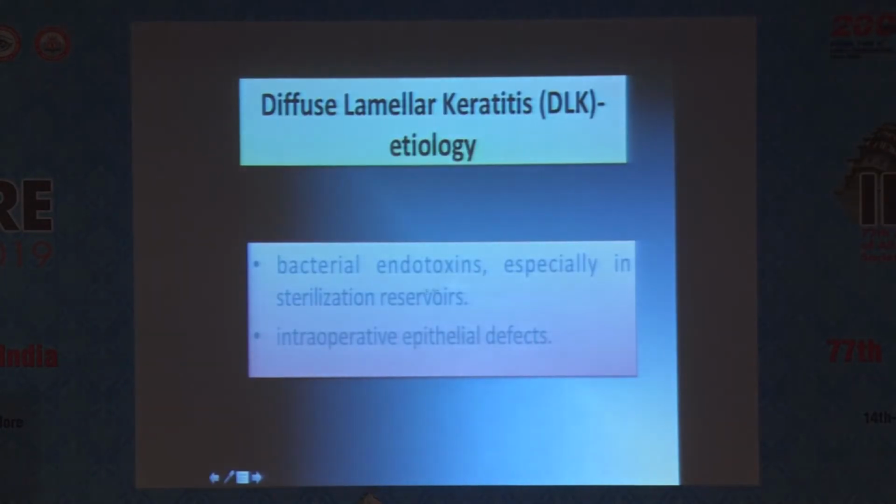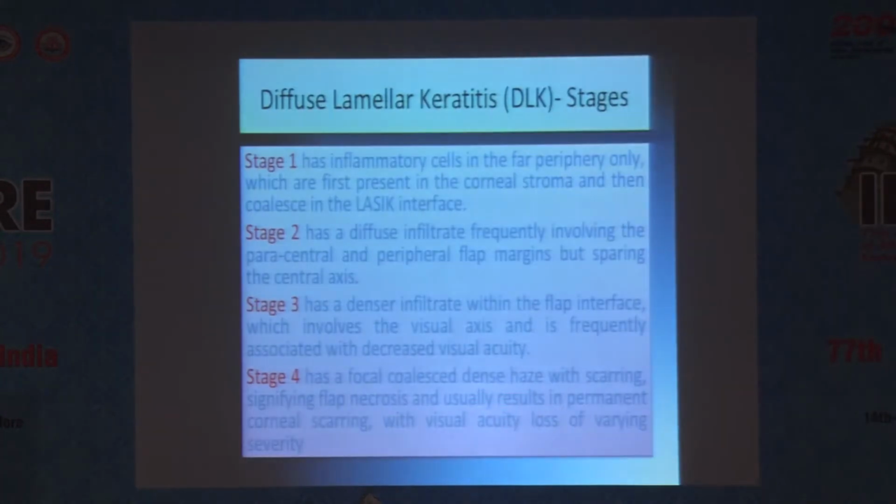The cause is supposed to be bacterial endotoxins, especially from sterilization reservoirs and intraoperative epithelial defects. It can be staged into 4. Stage 1 has inflammatory cells in the periphery only, and stage 2 has diffuse infiltrates, frequently involving paracentral and peripheral flap margins, but sparing the central axis.